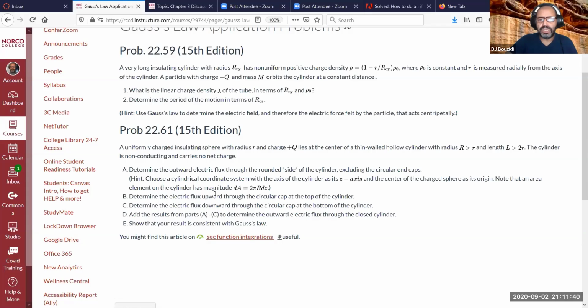The electric field outside of the sphere is just Q over 4 pi epsilon naught divided by the distance squared. But the distance now matters. That's the problem with this problem. The distance changes, because as you move along the cylinder, it's not spherical symmetry now. You're going along the cylinder, so the distance depends on how high or low you are on the cylinder.